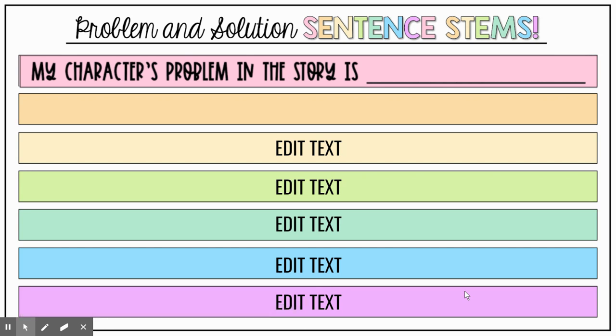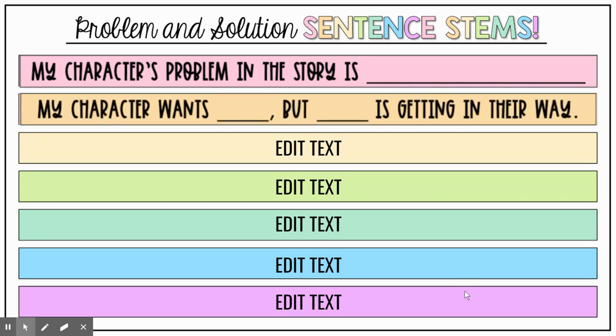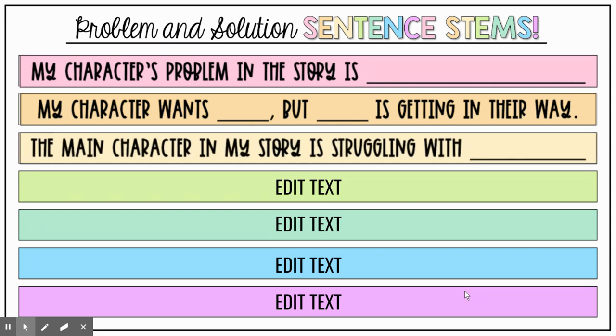So, some things that we can talk about and think about while we are looking for our problem and solution in the story is right here. My character's problem in the story is my character wants blank, but blank is getting in their way. My character wants to play soccer, but the rainstorm is getting in their way. The main character in my story is struggling with blank. The main character in my story is struggling with having to deal with bad weather.